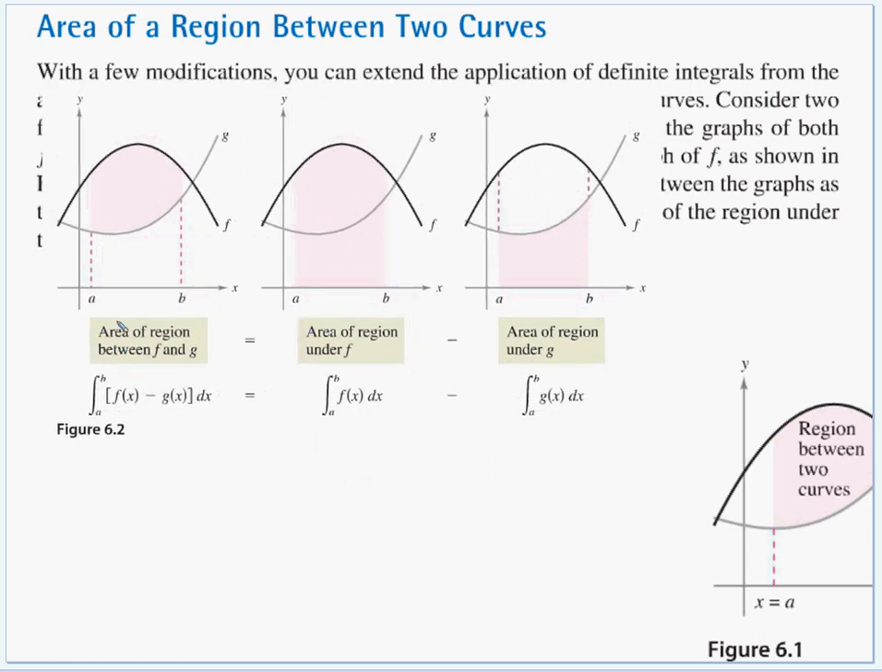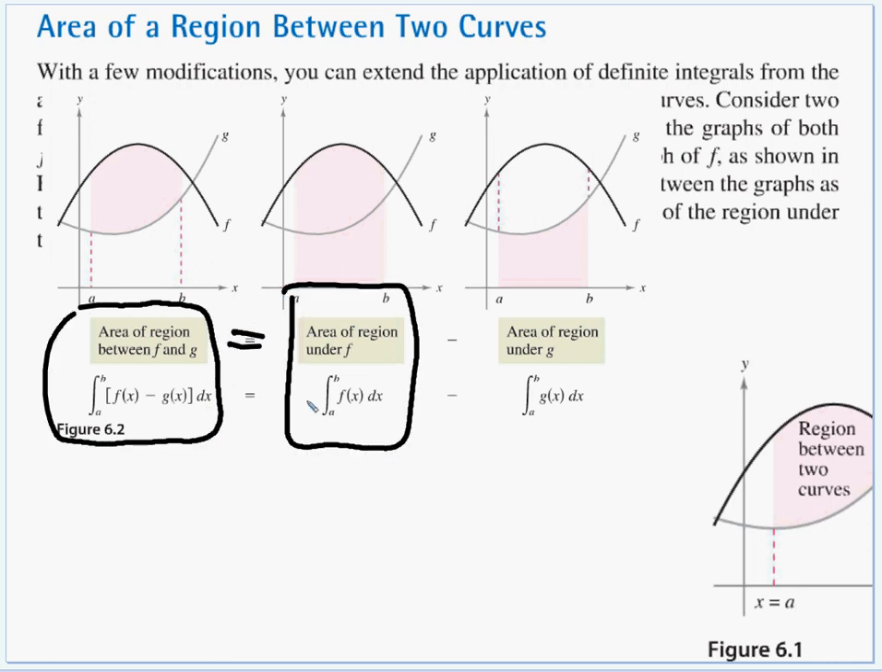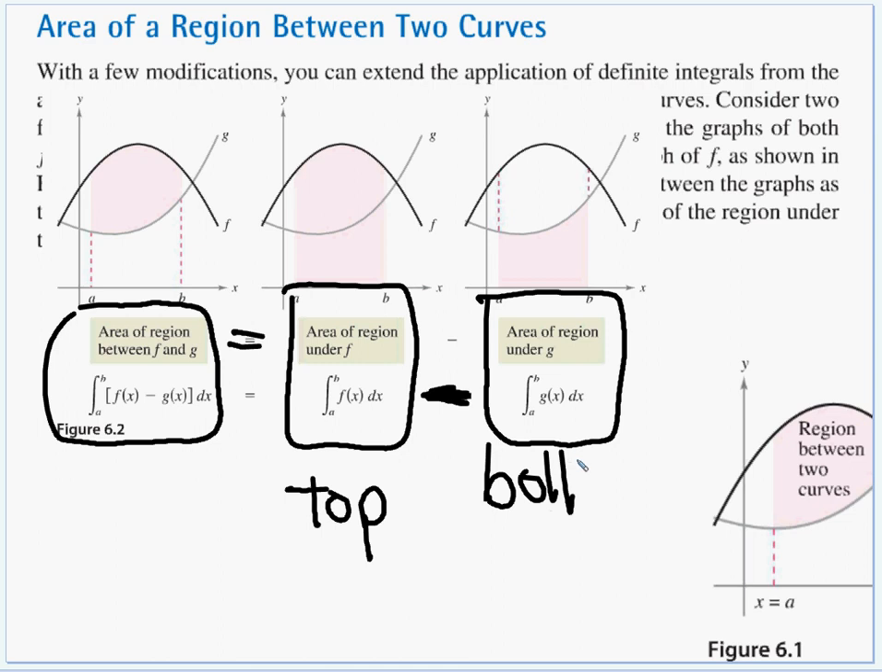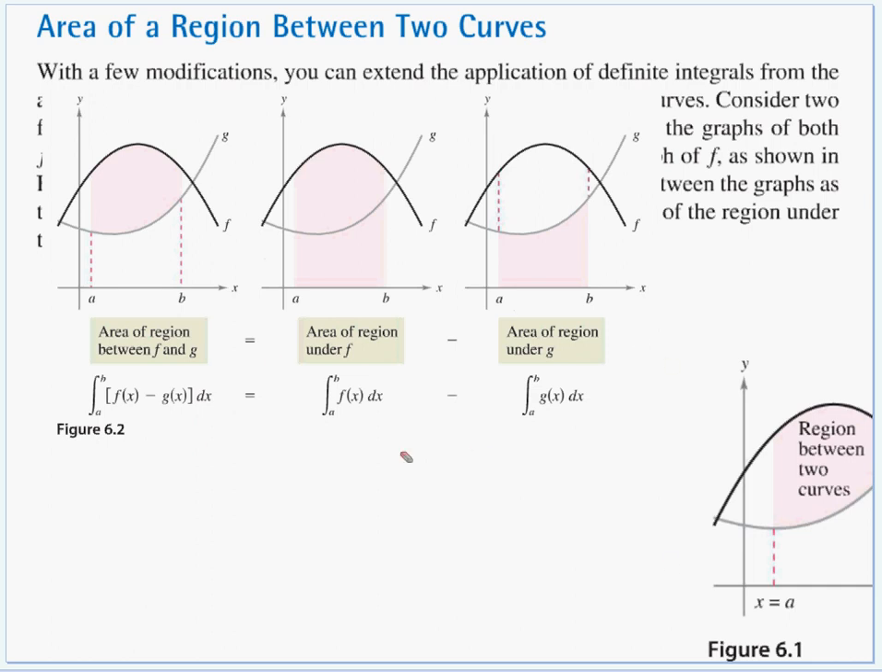So the area between f and g is equal to the area under f, so that's our integral from a to b of f of x dx. And we're going to subtract out the area under the g curve. That's the same integral, or the same upper and lower limits, a to b, but now of g of x. So if we're going to subtract them here, top minus bottom, the function on the top minus the function on the bottom, we get the area between the curves. So here's our integral from a to b of quantity f of x minus g of x dx. So it's the integral of top minus bottom.